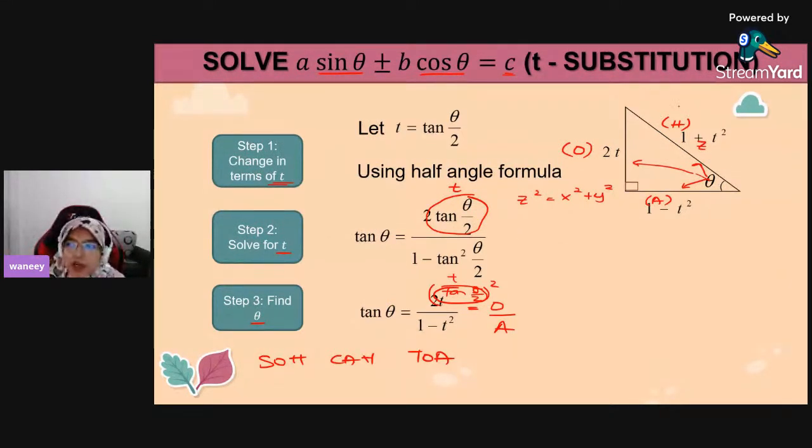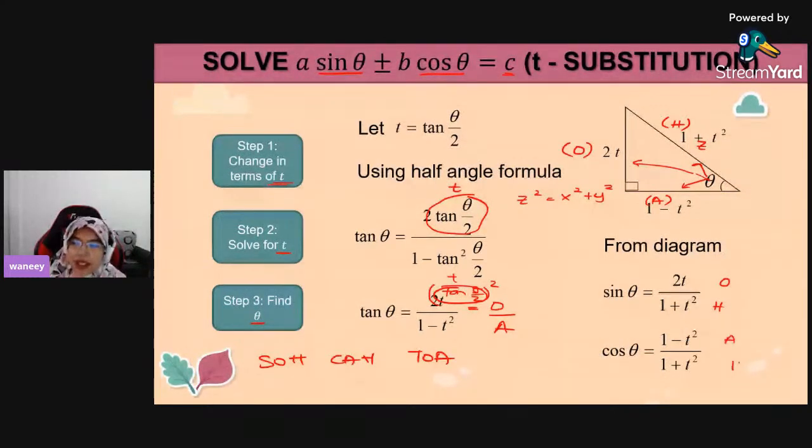Okay, so once you get your hypotenuse, then you can easily see the ratio for the cos and the sine. So what is sine? Sine is opposite over hypotenuse. So the opposite is 2t, the hypotenuse is 1 plus t square. So that's the reason why we have sine theta equal to 2t over 1 plus t square. Meanwhile, for cos theta, cos is equal to adjacent over hypotenuse. So the adjacent is 1 minus t square, the hypotenuse is 1 plus t square. Okay, so that is how we change the sine and the cos in terms of t.